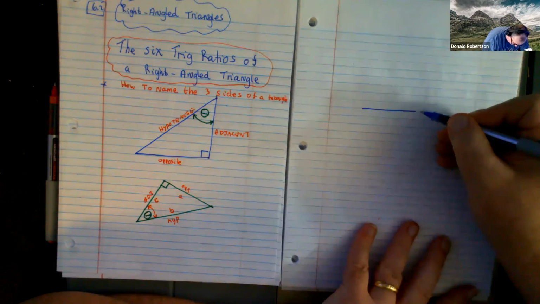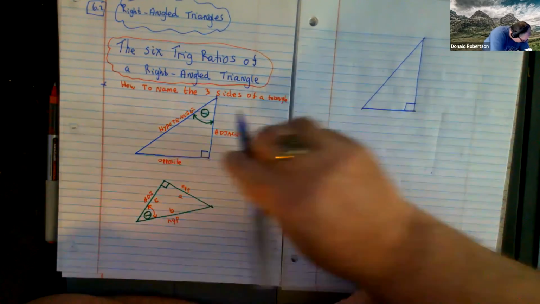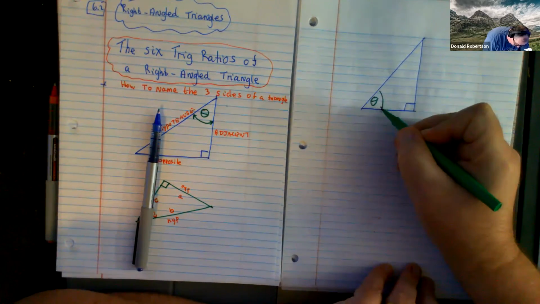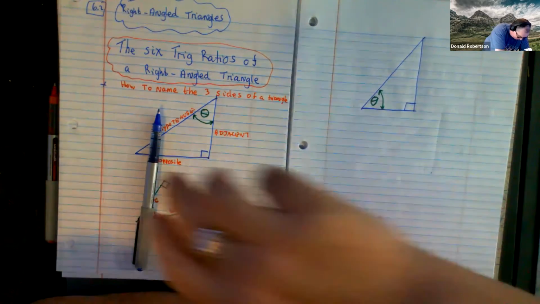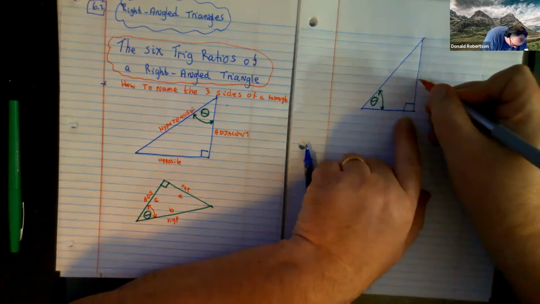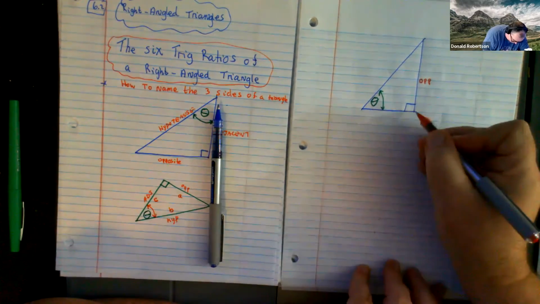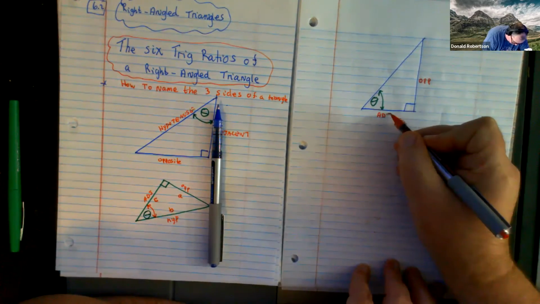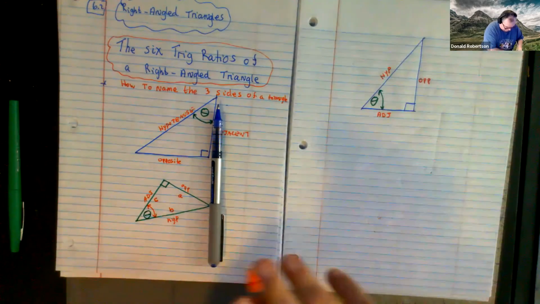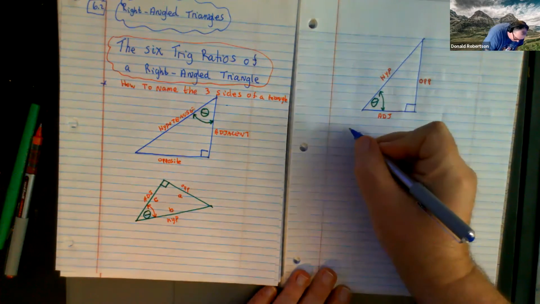Now, let's do the 6 trig ratios. I'm going to do a nice, simple orientated right angle triangle. I'll do this one. I'm going to put the angle at the bottom because I want to. So the angle of interest here, we'll call it theta. And this side here is going to be called the opposite, and we'll just use 3 letters. This side here is going to be called the adjacent, and this third side is going to be called the hypotenuse.